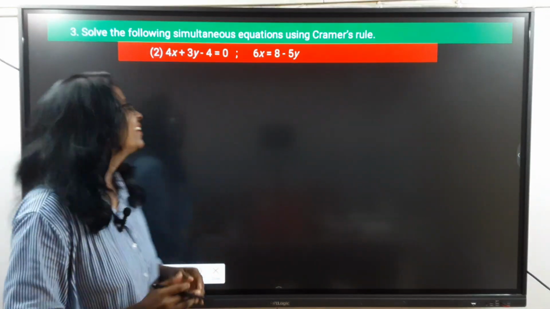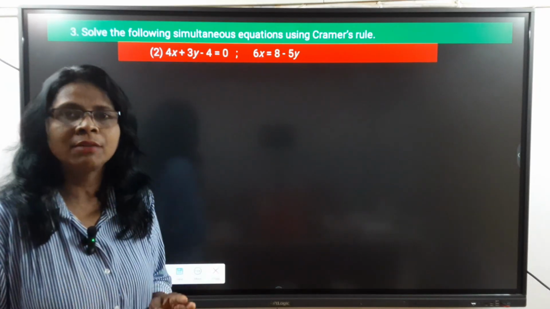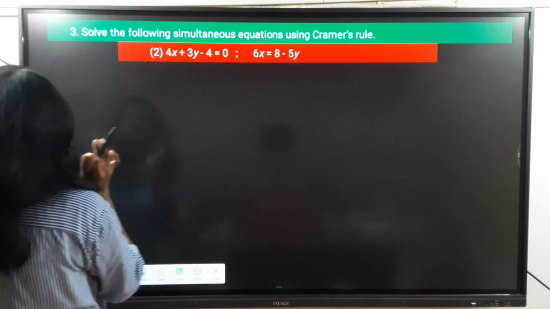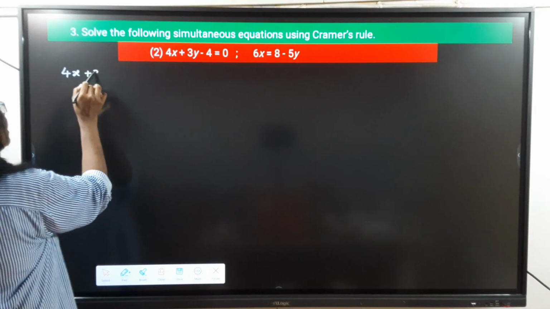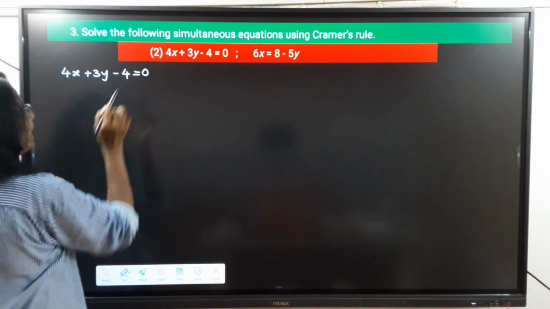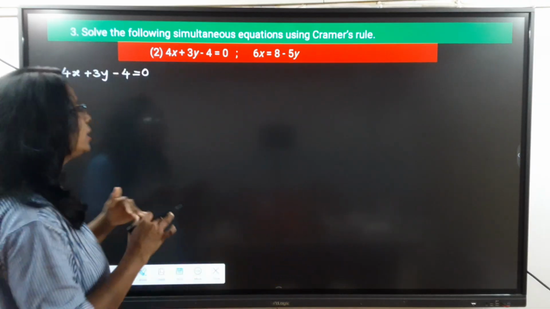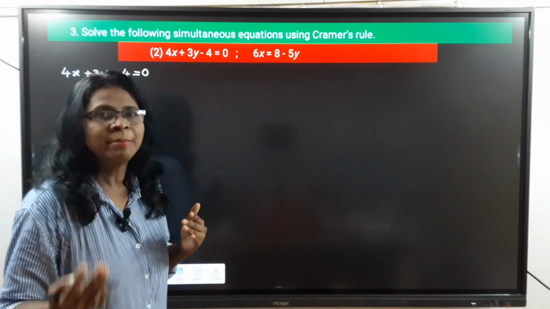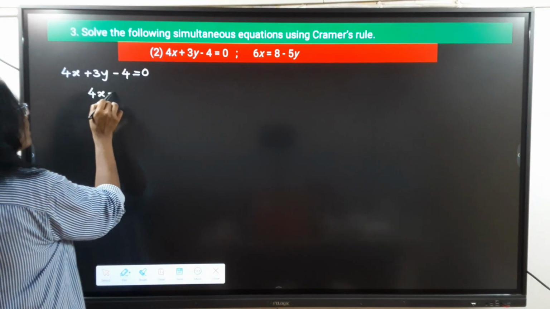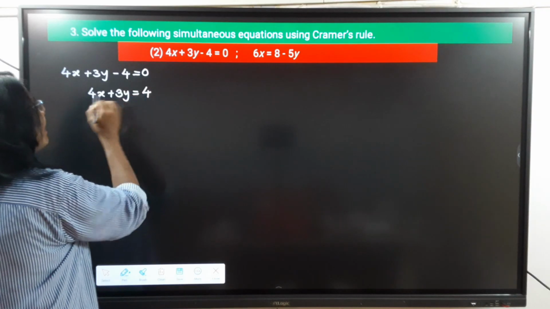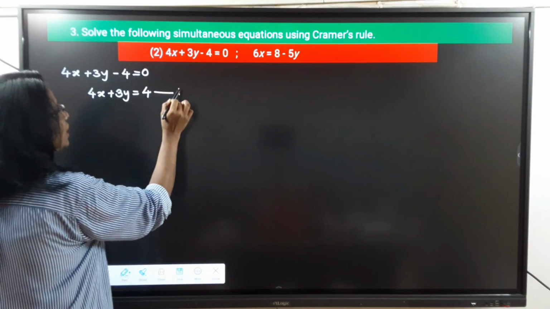Next example, students. 4x plus 3y minus 4 is equal to 0 and 6x is equal to 8 minus 5y. So now here students, first I arrange these two equations one by one. So 4x plus 3y minus 4 is equal to 0. I write down the first equation as it is, but there is a transformation into the standard form. So while solving the simultaneous equation by using Cramer's rule, the standard form will be 4x plus 3y is equal to 4. So in such a way we have to arrange the given equation. So this is the arrangement of the first equation.